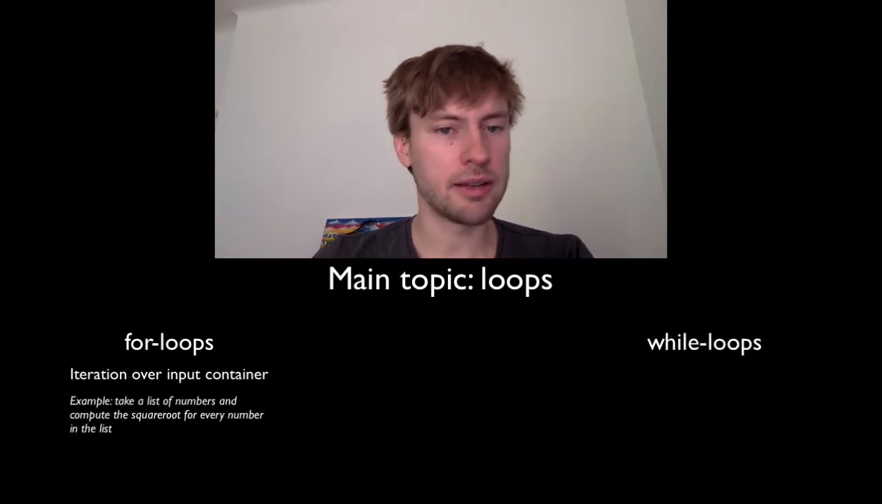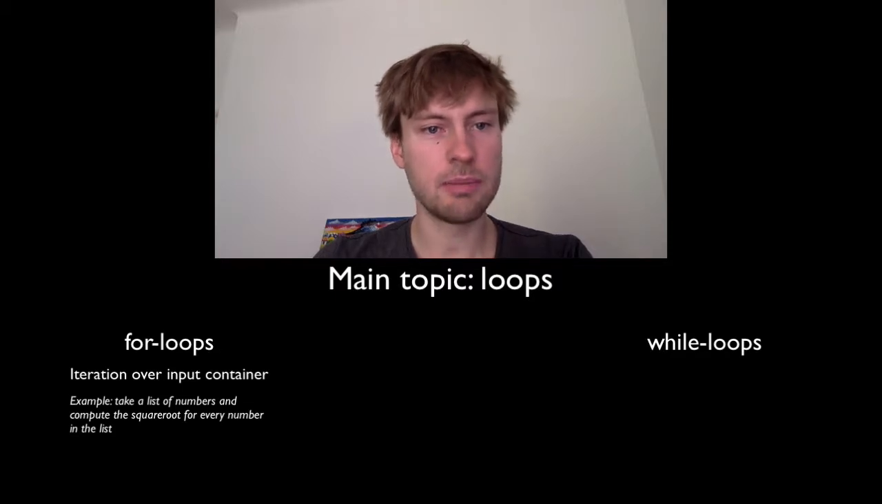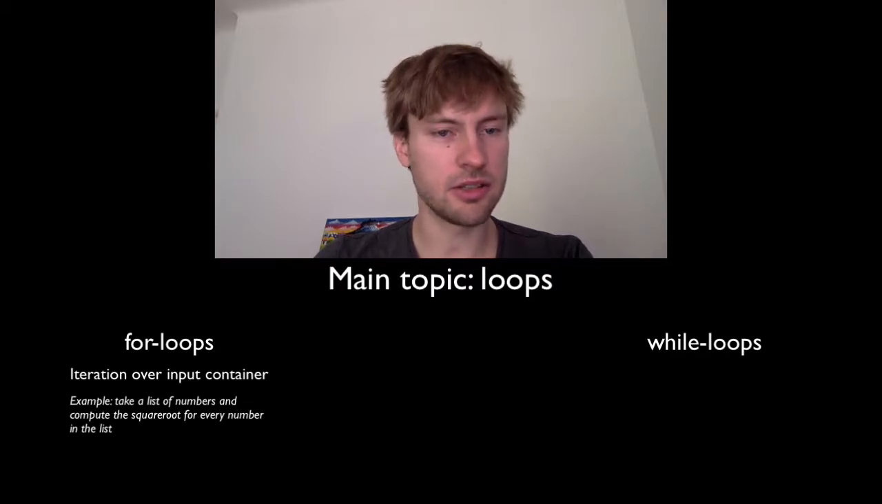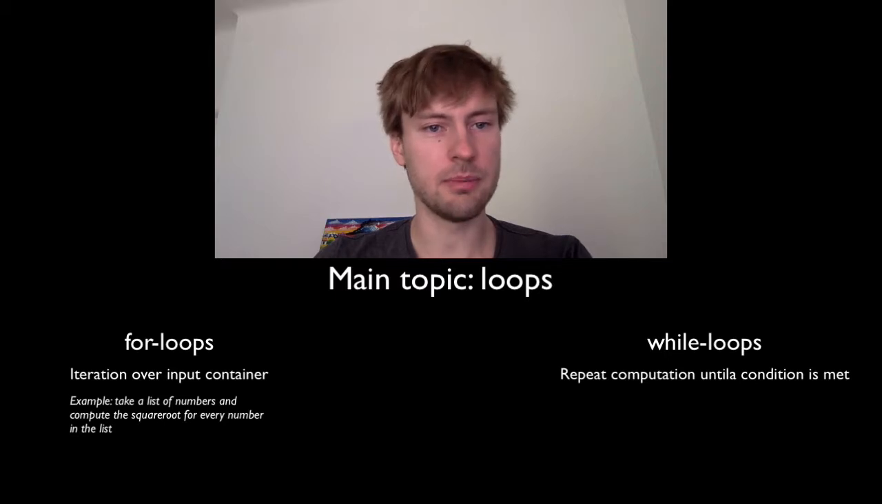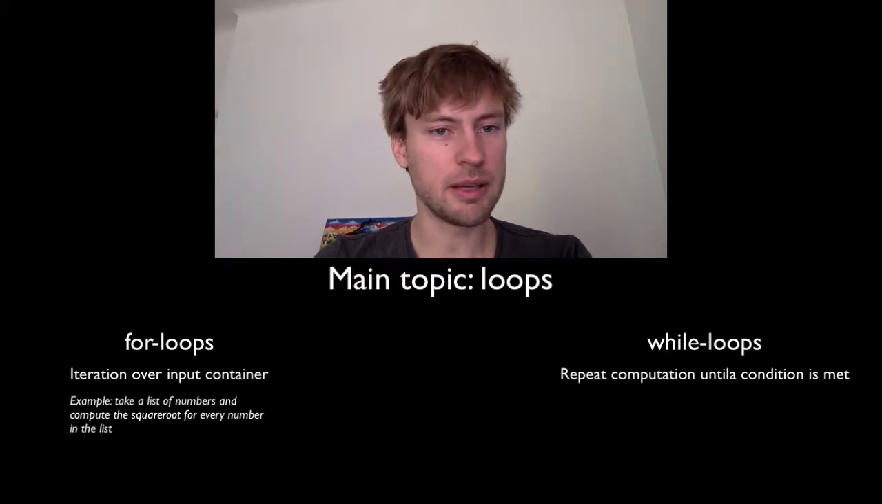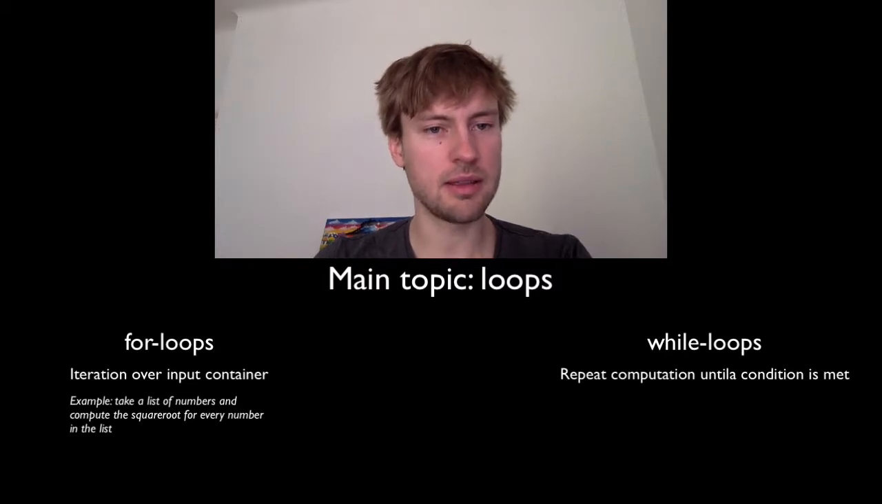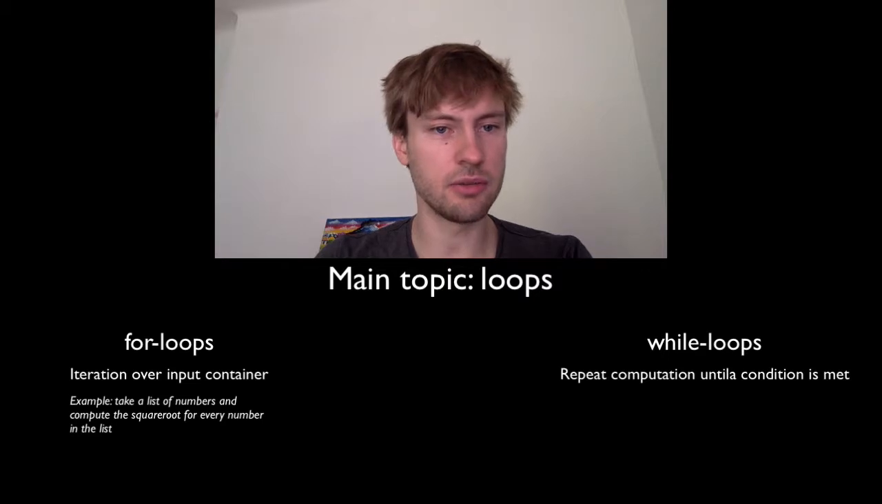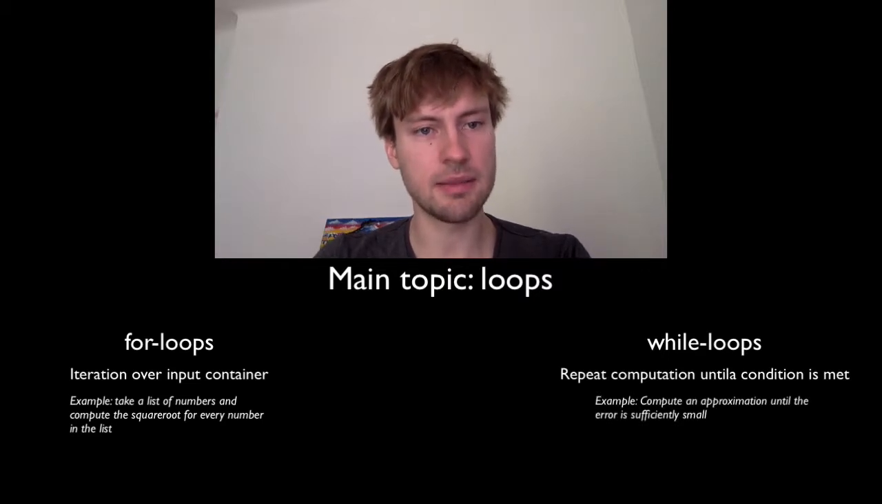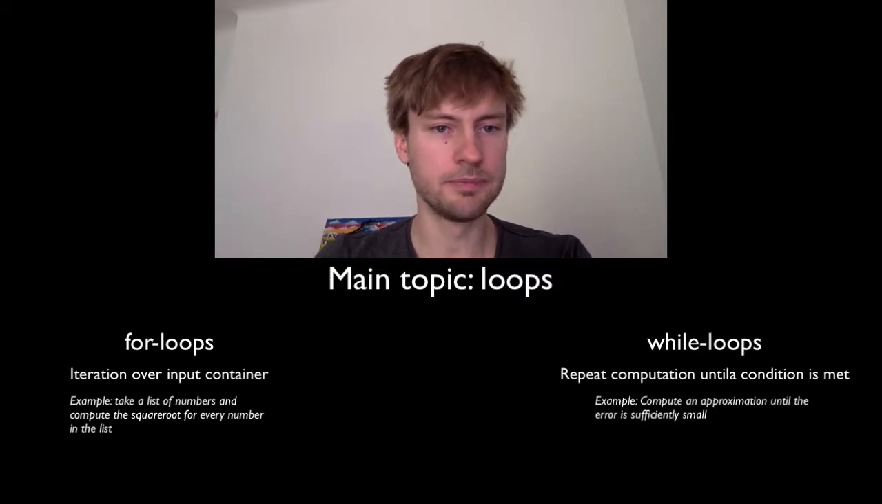While loops work like this. You set a condition and you repeat a certain action until this condition is met. For example, you want to approximate a certain number by implementing a certain procedure, and you set a condition which specifies an error margin, and you approximate the number better and better until the error is sufficiently small. To implement something like this, you would use a while loop.